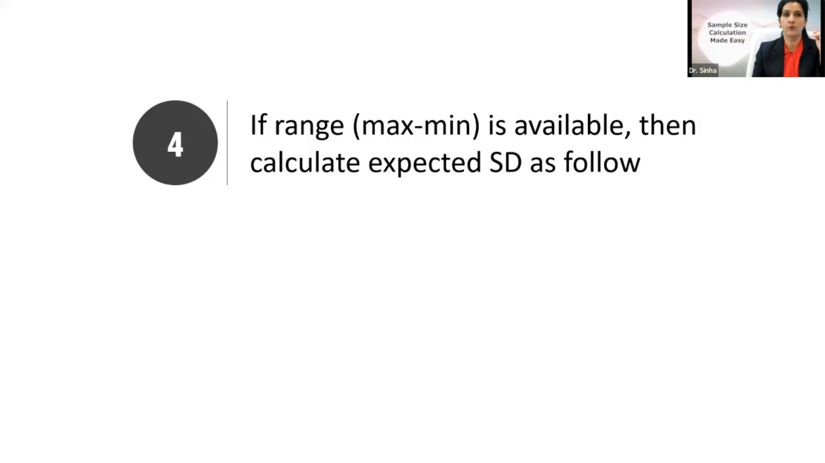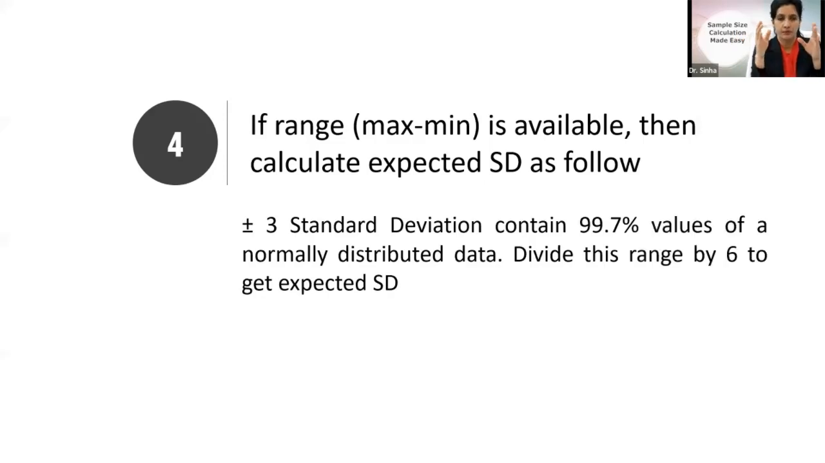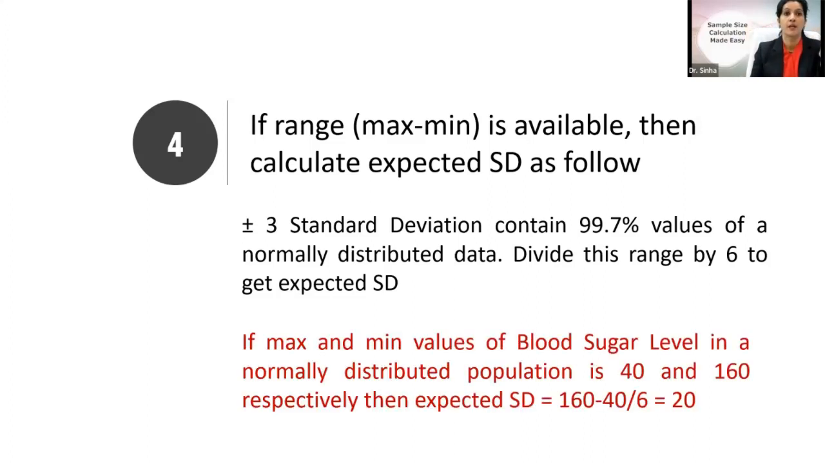So in that case, you can do the maximum minus minimum divided by 6, and that will give you a standard deviation. So in this case, if the range of the systolic and diastolic blood pressure is 40 to 160, then you can have the expected SD of 160 minus 40 divided by 6. That will be 20.